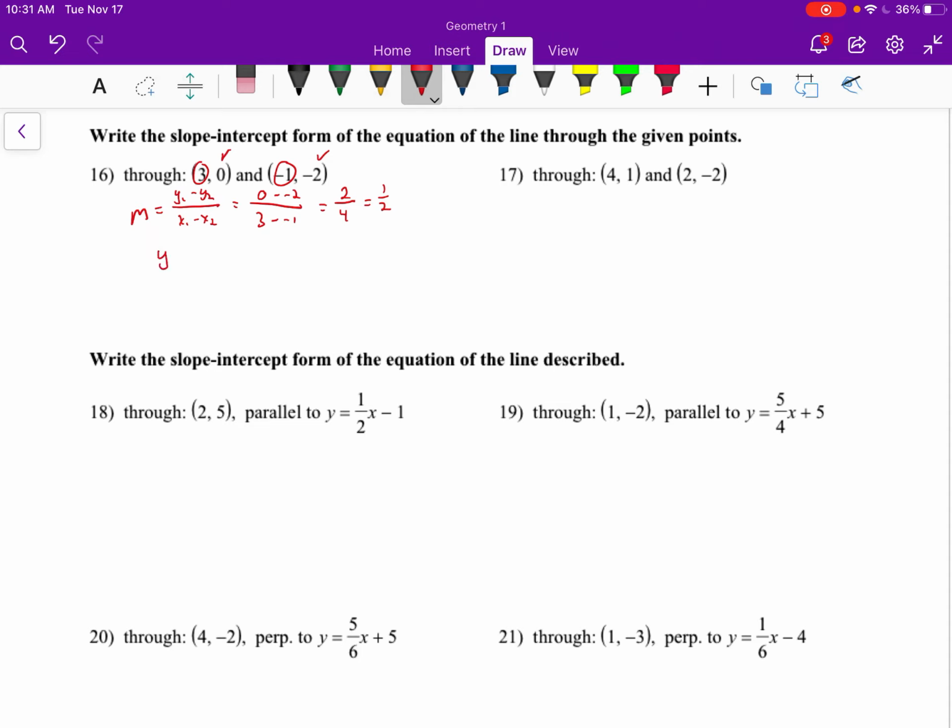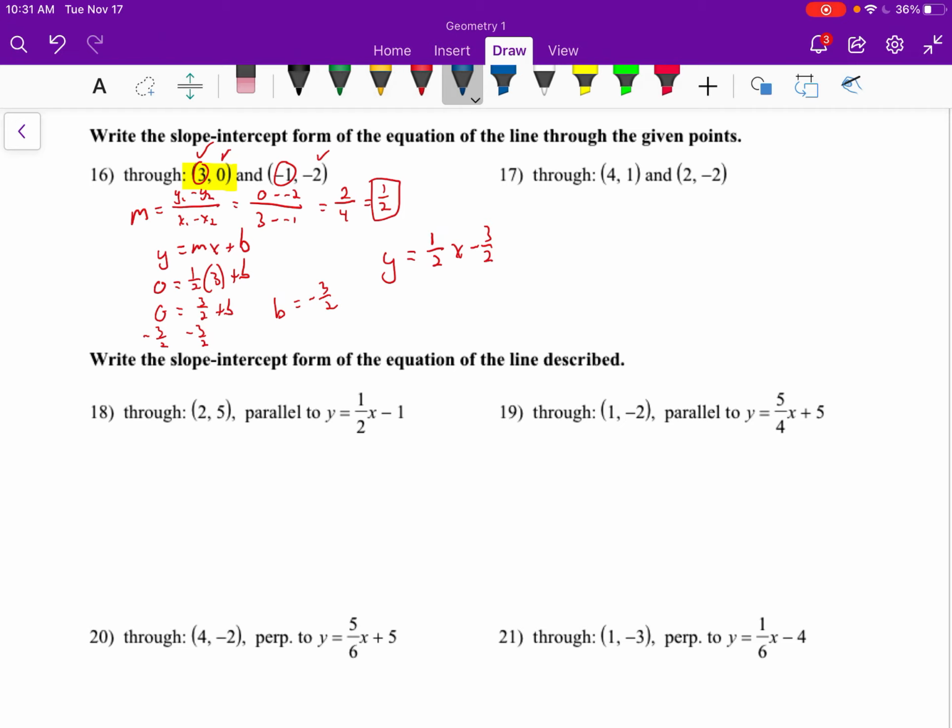And now we can take y equals mx plus b. We can choose either one of our points. I do like working with 0. It's usually easy to work with, so I'm going to use the first point here. So we have y, which is 0, equals the slope, which is 1/2, times x, which was 3, plus b. This is 3/2 plus b, so you can subtract 3/2 from both sides to help you find b. b equals -3 over 2, and so our equation is y equals the slope, which is 1/2 x minus 3/2. Or if you like mixed numbers, you can put -1.5.